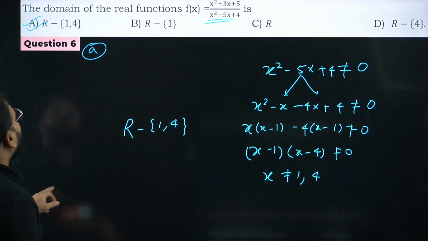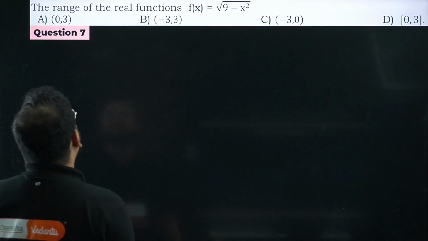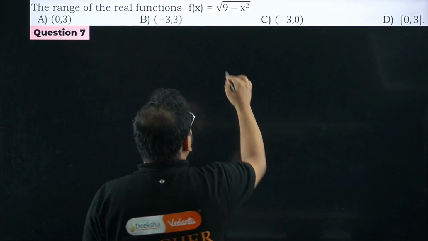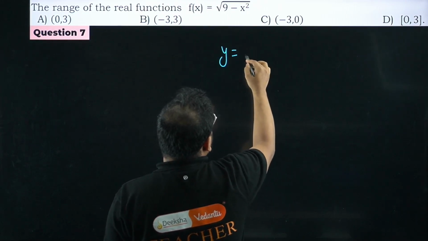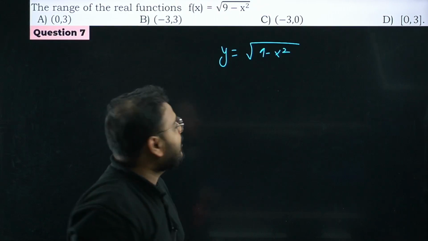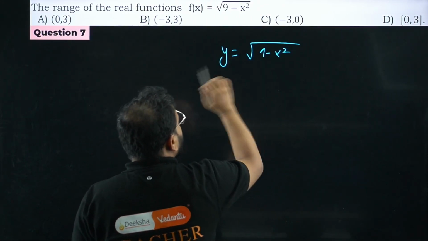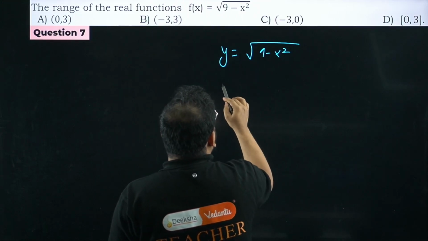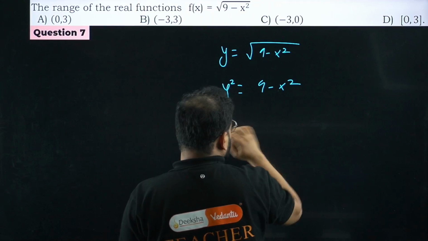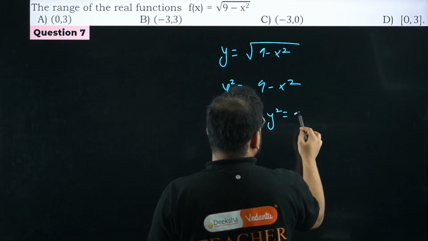Okay. Moving on to question number 7. So far so good? The range of the real function, right here, y equals the square root of 9 minus x squared. That's what we do for range. One thing we know, it has to be positive. It has to be taken as the positive part. Only positive we will take. Let's solve it here. Take the whole square. It will become y square equals 9 minus x square. x square plus y square equals 9.